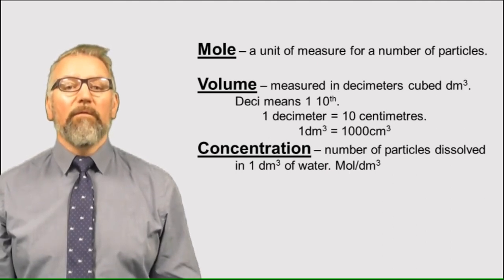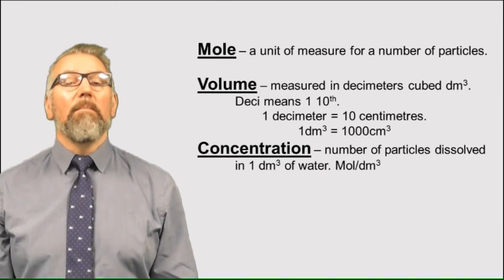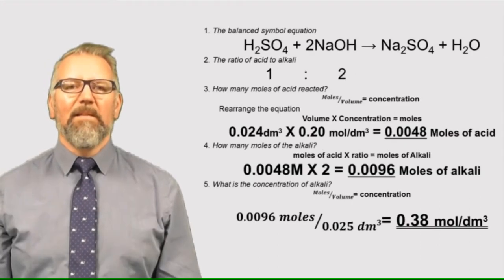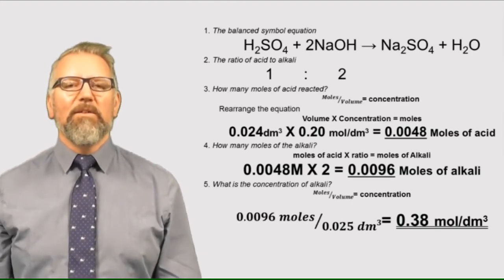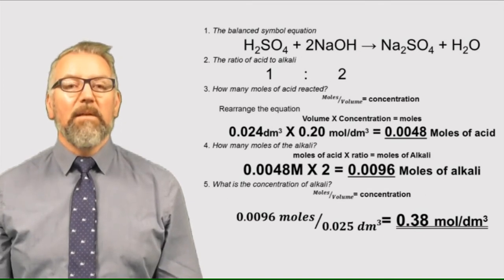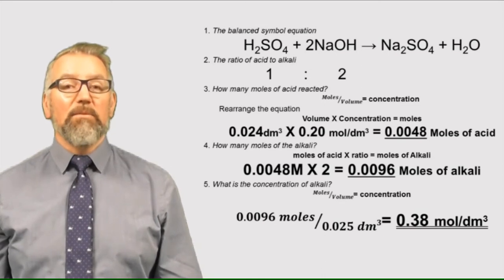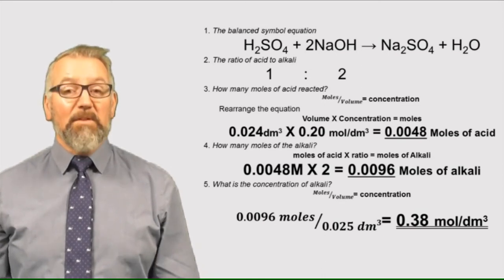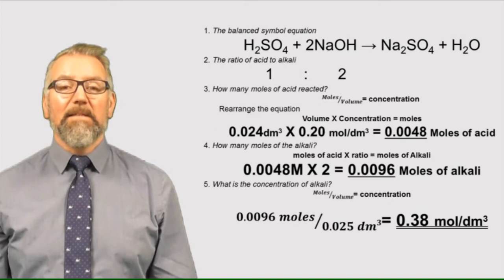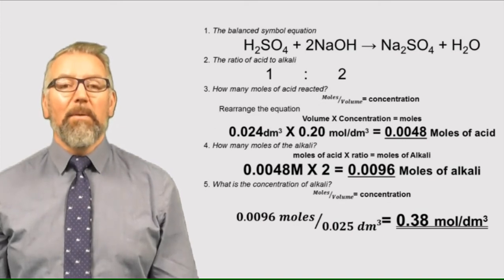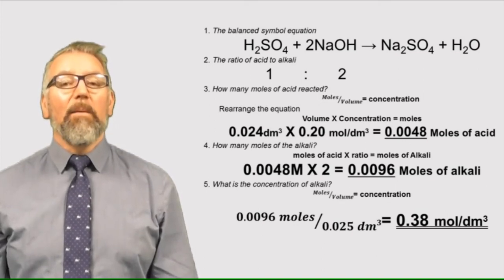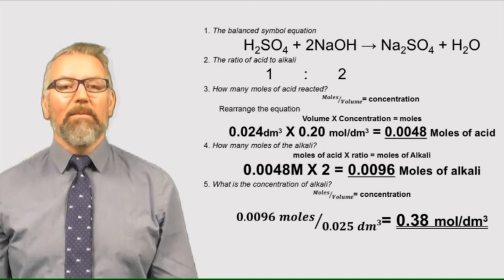We also know the volume and the name of the alkali, but not the concentration. Let's work out the concentration. We do this in 5 steps. Step 1, the balanced symbol equation. Sometimes this is given to us in the exam, but sometimes we'll have to work it out. Here it is. H2SO4 plus 2 NaOH goes to Na2SO4 plus H2O.